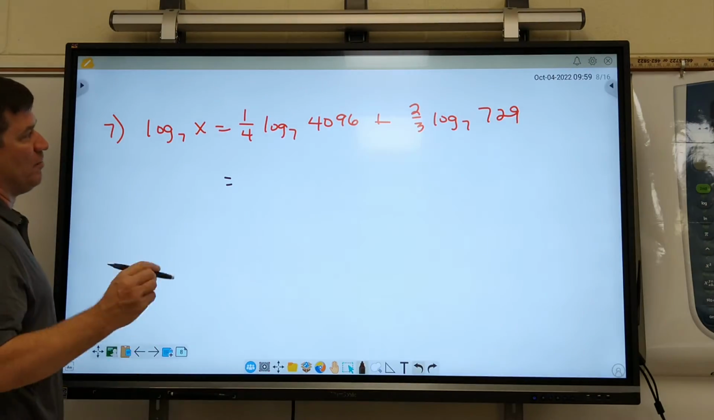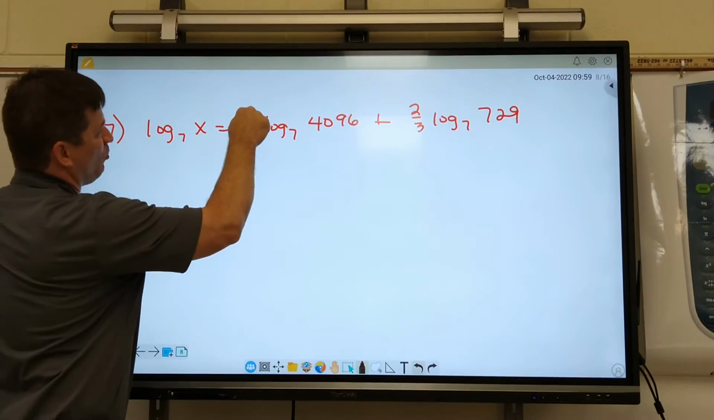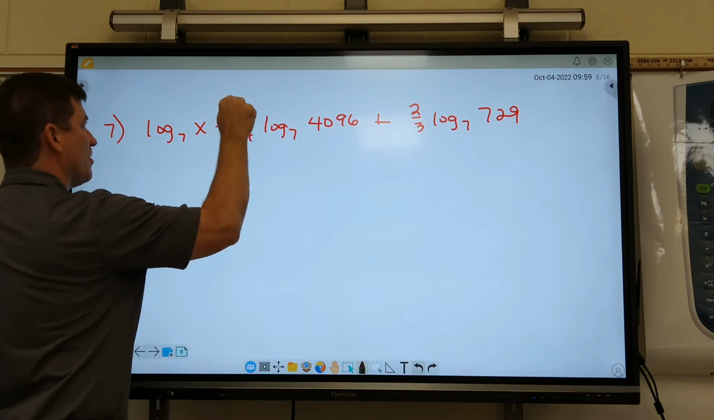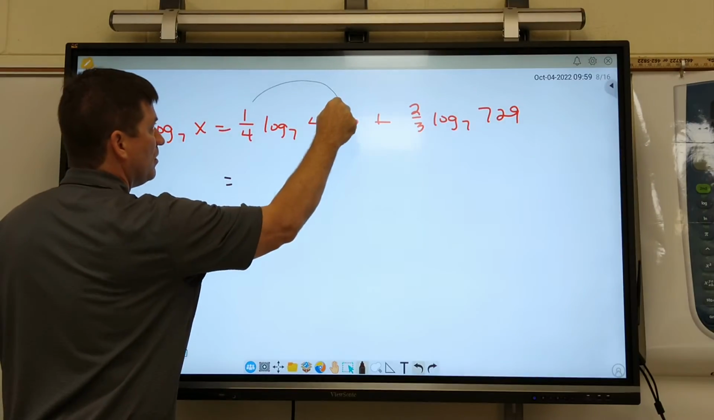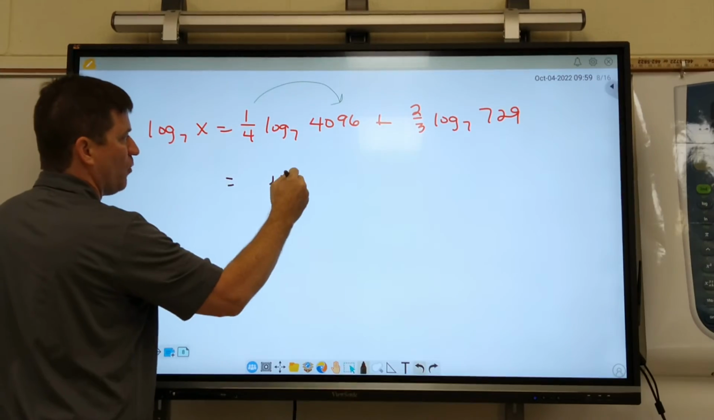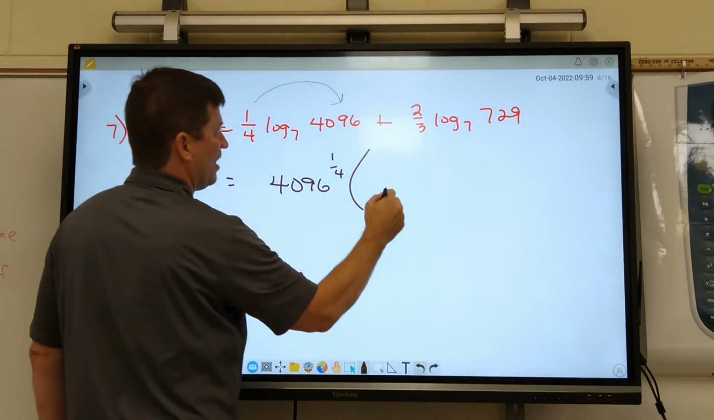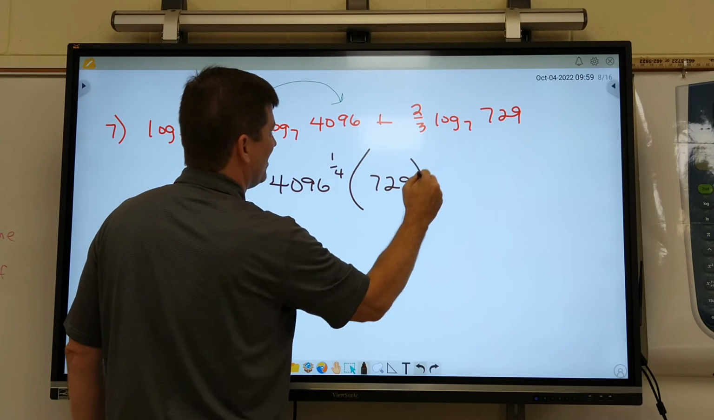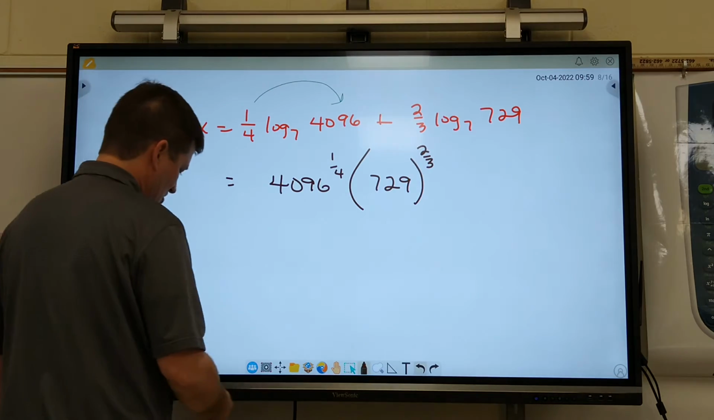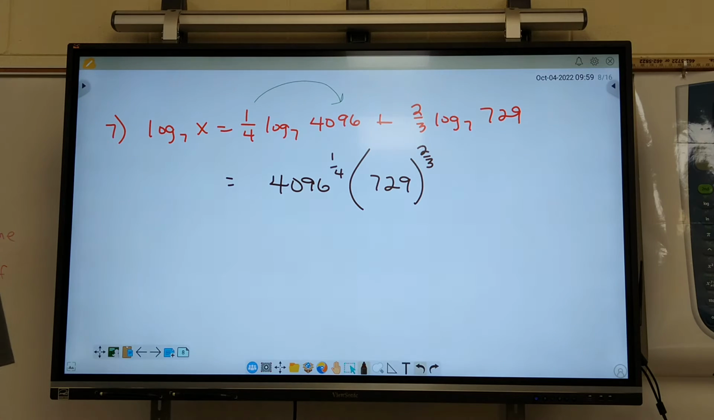All right, so remember, if it's got a 1/4 in front of the log, do y'all remember what the 1/4 turns into? The exponent. So that's going to be 4,096 to the 1/4 times 729 to the 2/3. And all you do, guys, is type it straight in on that one. So that one I think is probably the easiest one out of the 4.